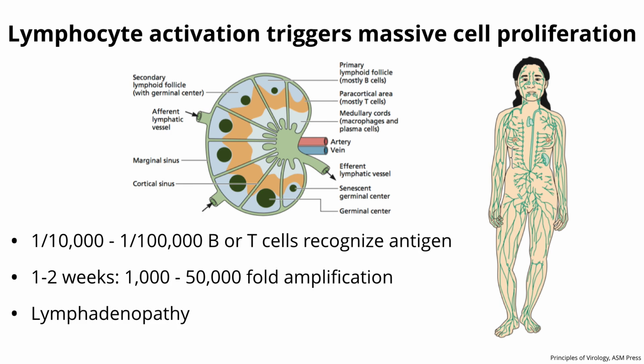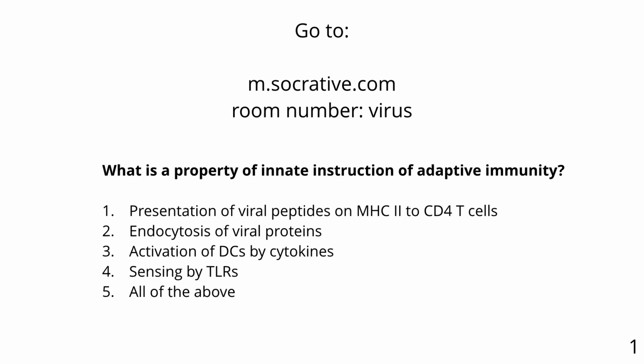That's lymphadenopathy. All right, the first question, which is a property of innate instruction of adaptive immunity? Presentation of viral peptides on MHC2 to CD4 T cells, endocytosis of viral proteins, activation of DCs by cytokines, sensing by toll-like receptors, or all of the above. 72% all of the above. Some of you just said A, which is certainly part of it, but it's not just A. Endocytosis of proteins, that's how the DCs take up the proteins in the exogenous pathway to present them, of course. Activation of DCs by cytokines is certainly right, and sensing by toll-like receptors.